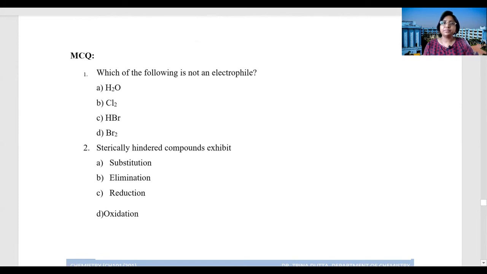Now let's have some question and answer, then you can understand how much you have learned. So first is an MCQ. Which of the following is not an electrophile?